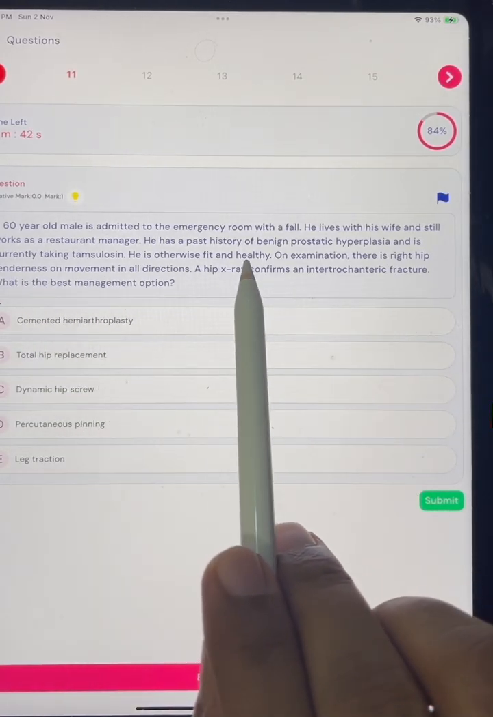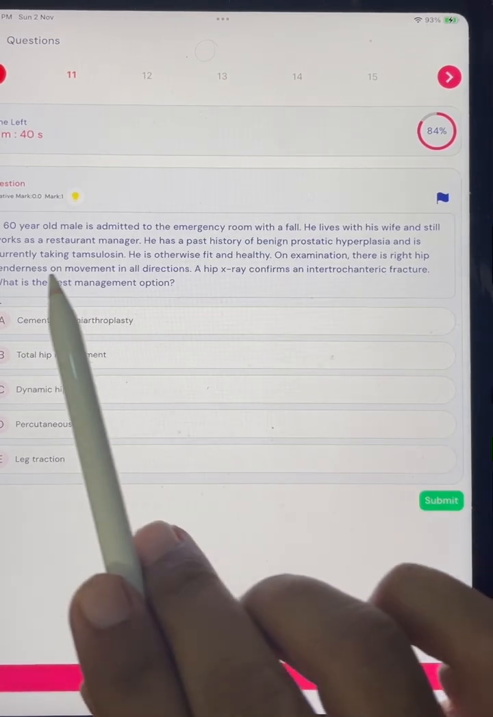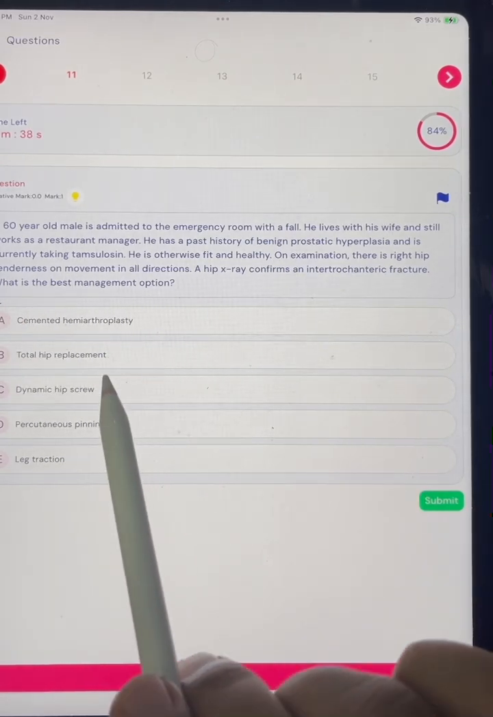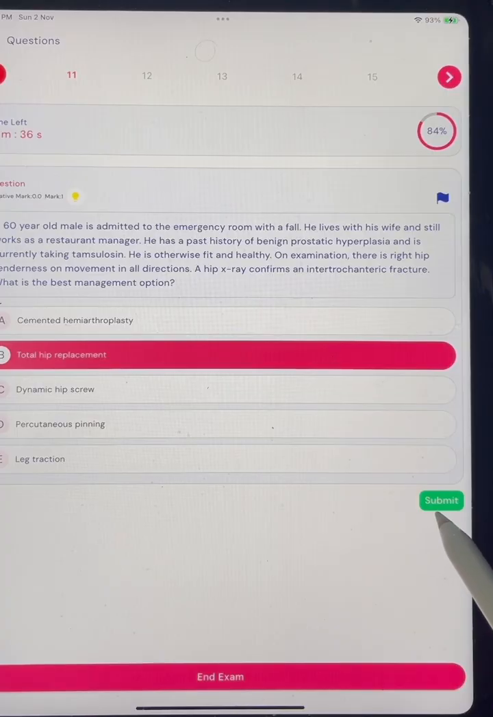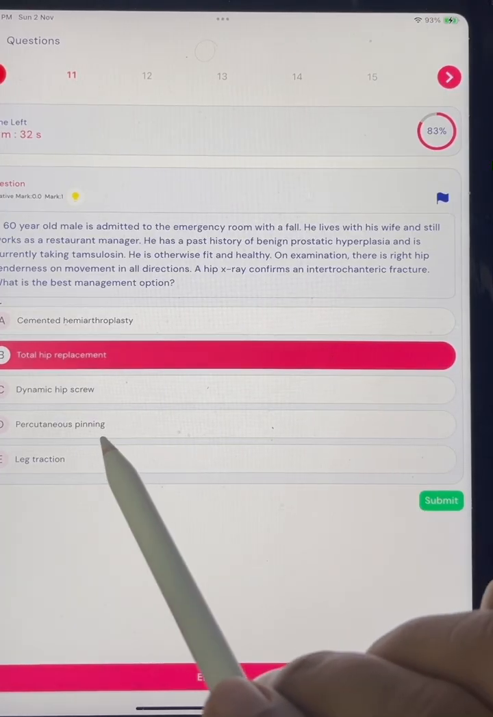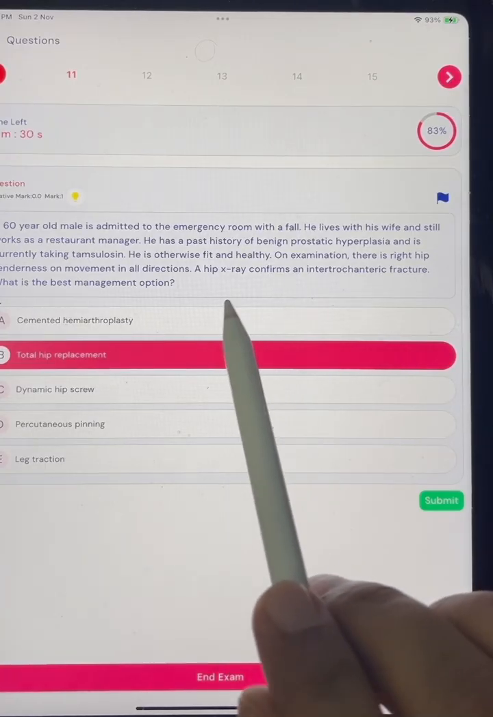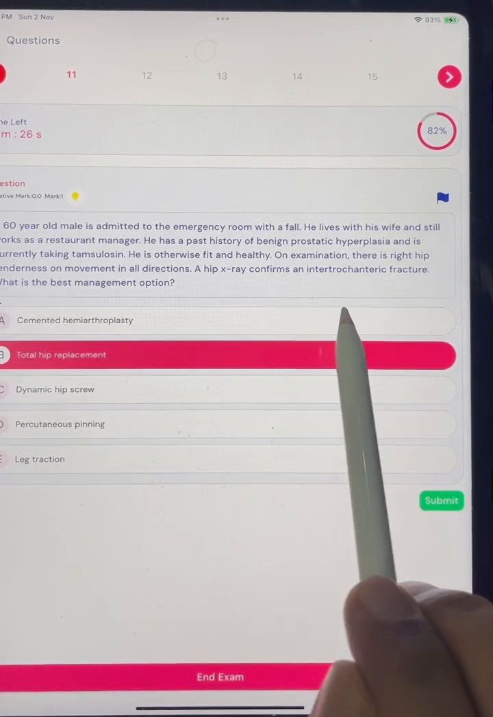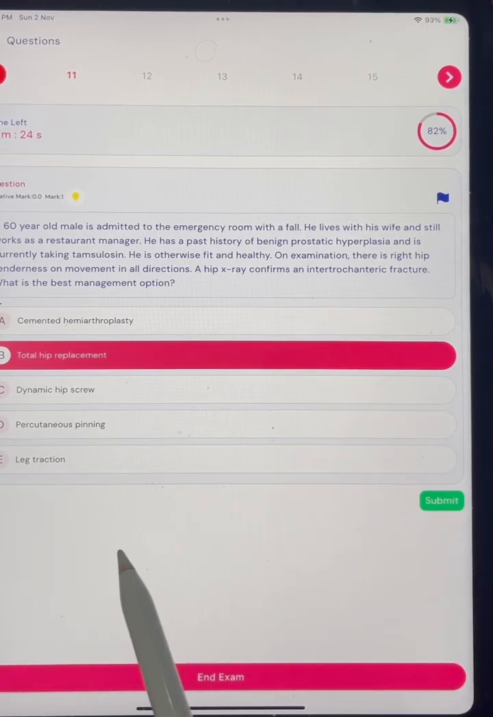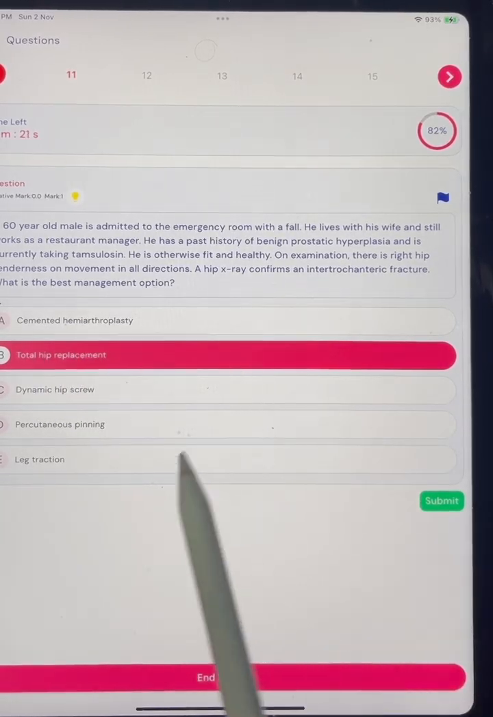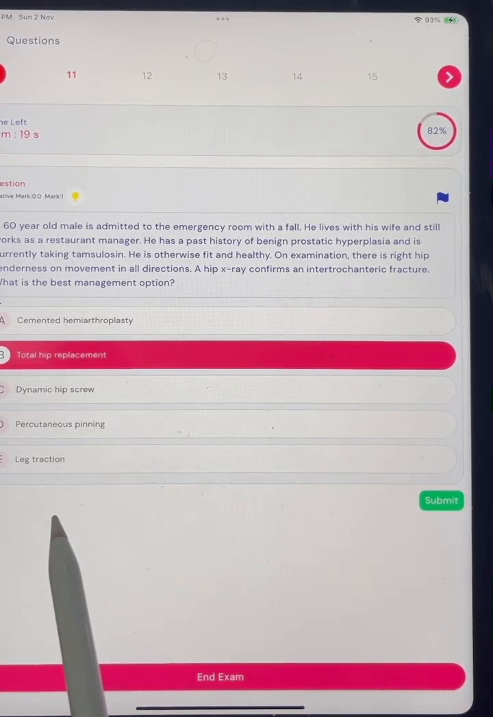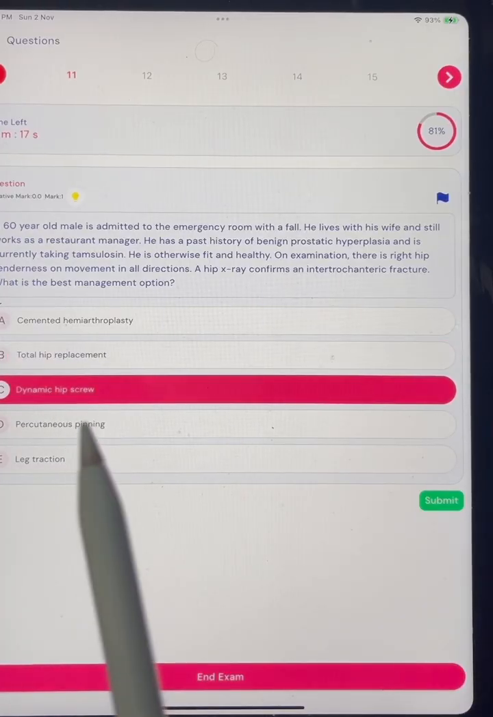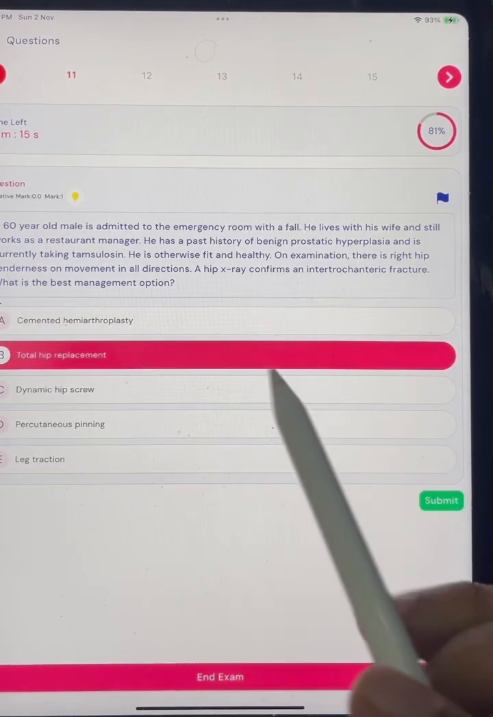A 60-year-old admitted to the emergency room after a fall. He lives with his wife and is a restaurant manager. Total hip replacement. Intertrochanteric fracture. Anything else given? On examination, there is right hip tenderness and movement in all directions. Hip X-ray confirms an intertrochanteric fracture. This is a 60-year-old, dynamic hip screw. Let us see.